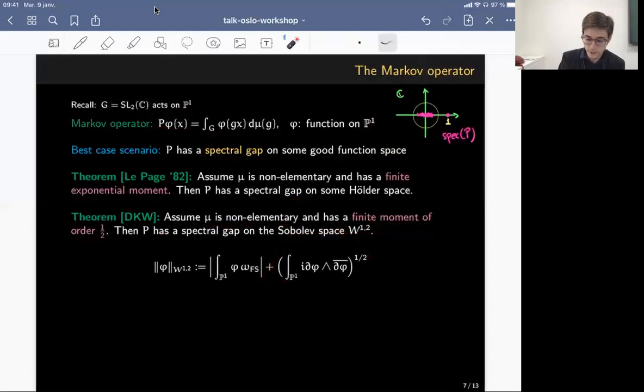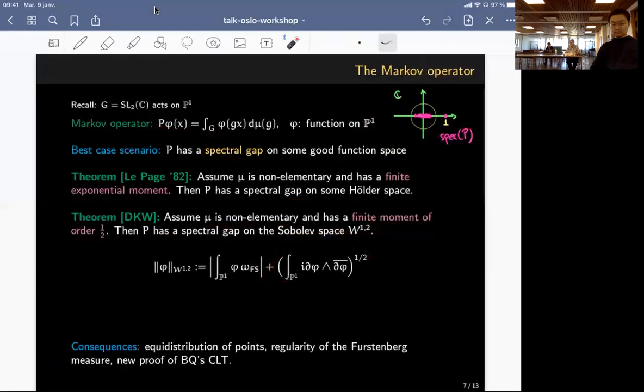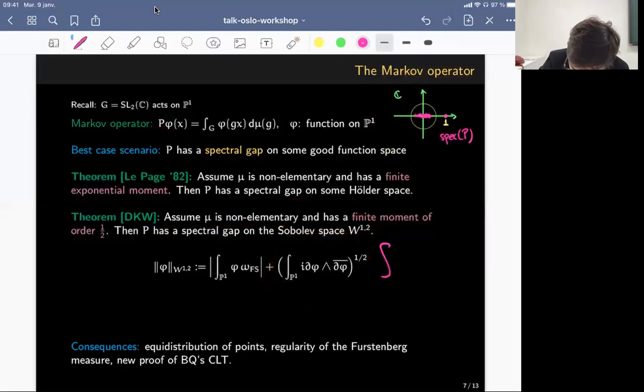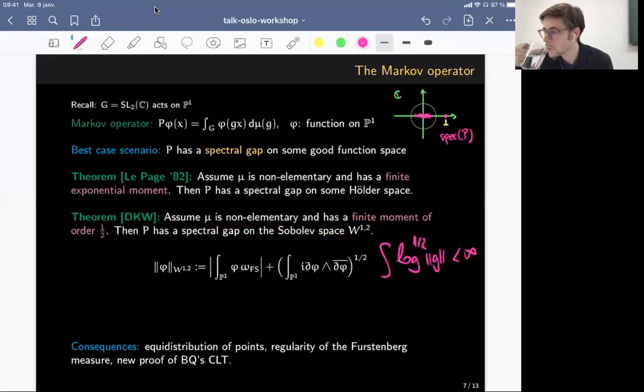What do I mean by finite moment of order 1/2? It's the definition from the previous slide. It means that if you integrate the square root of the log, then it's finite. Actually, we announced it for a finite moment of order one, but later we realized that we could improve even further to 1/2. I can give some details after if you have questions.